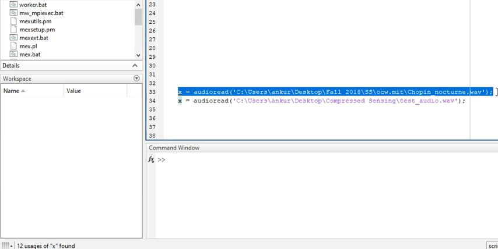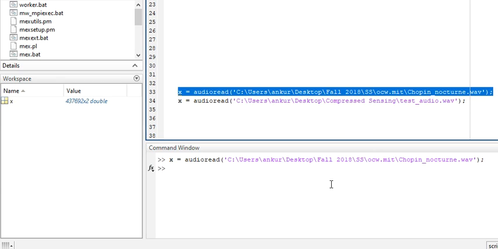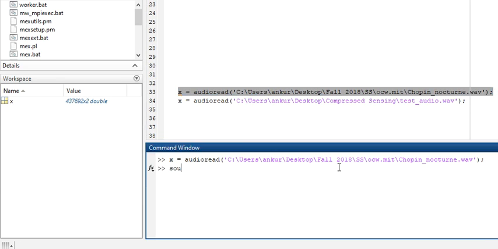So this is the one, function F9, and let's play it at the same sampling rate at which it was recorded, 44.1k.